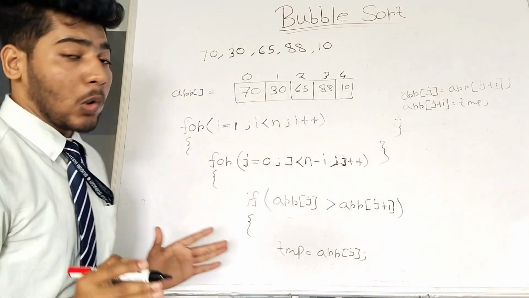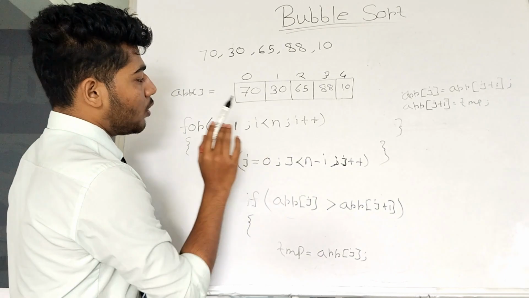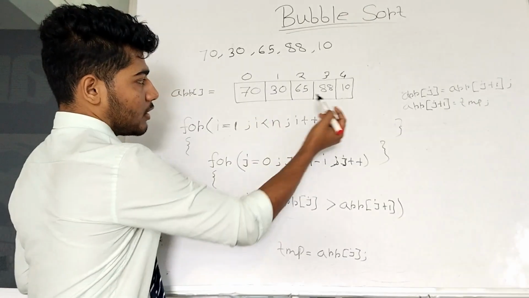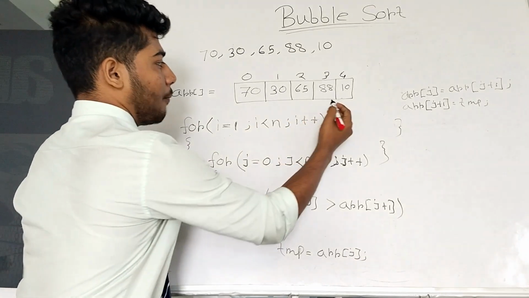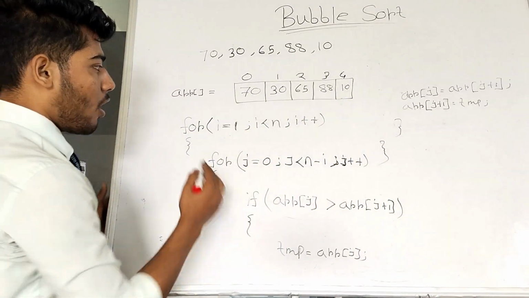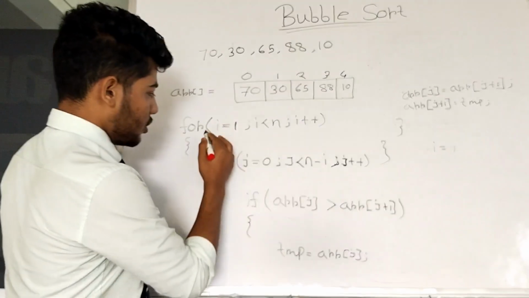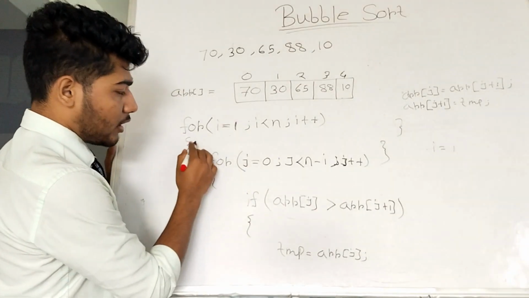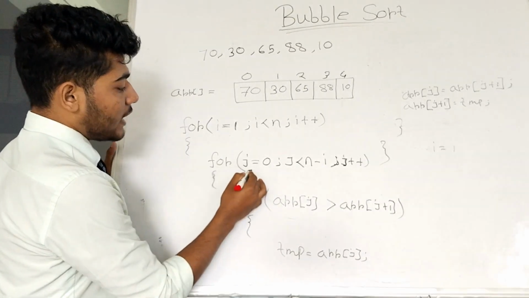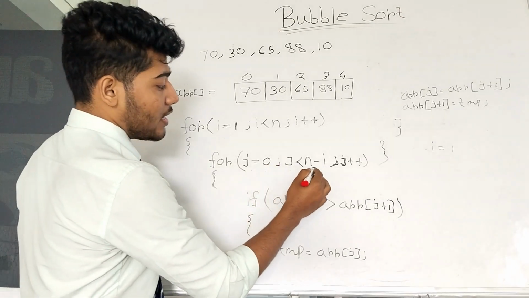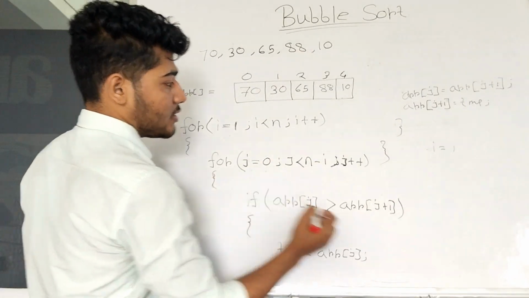So let's understand the code. For i equals 1 to i less than n, if n is 5, it will iterate up to 4. So for i equals 1, it will enter the loop. Next, there is another loop for j equals 0 to j less than n minus i. So j is 0.